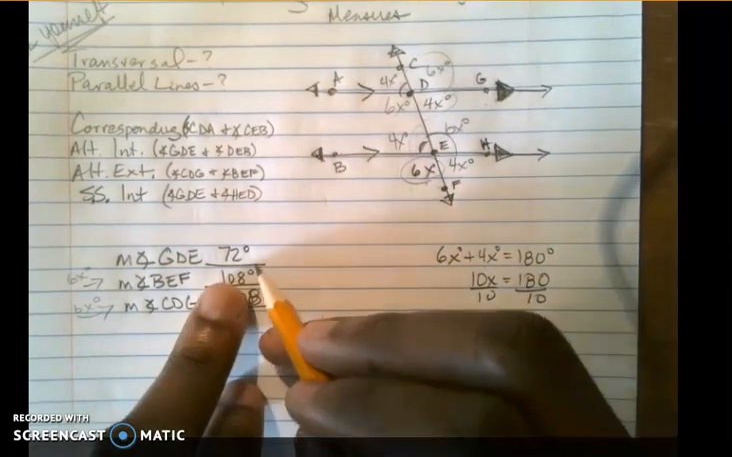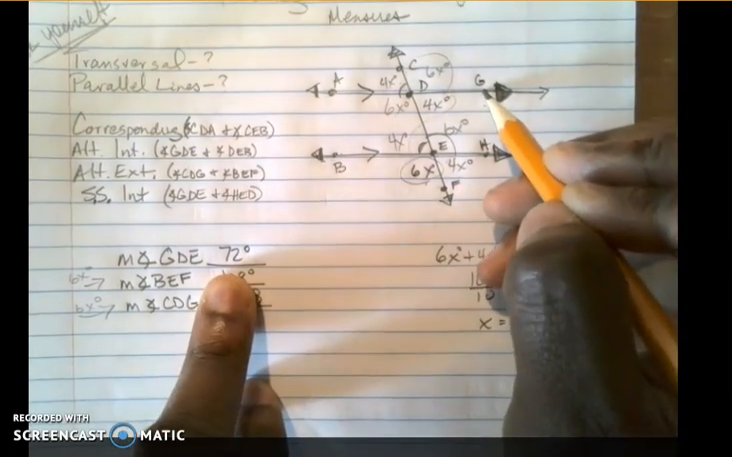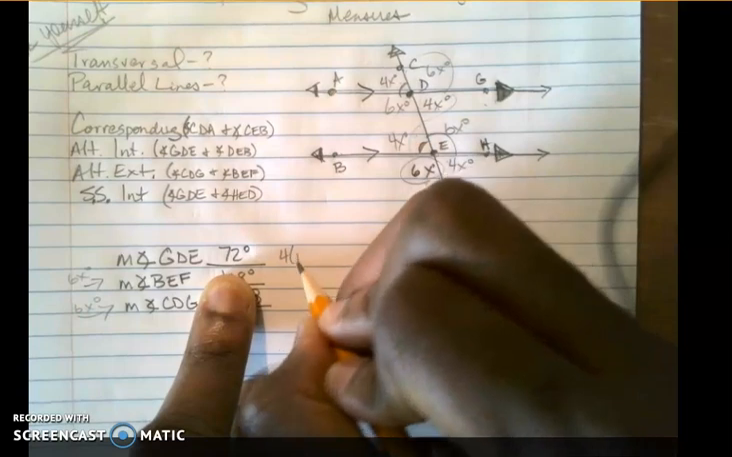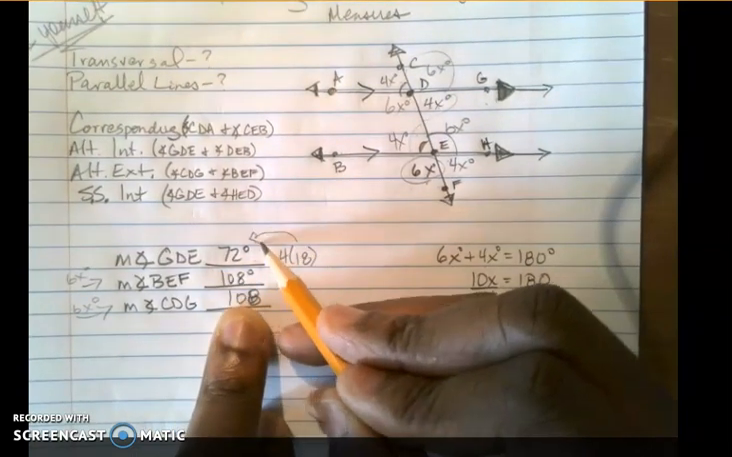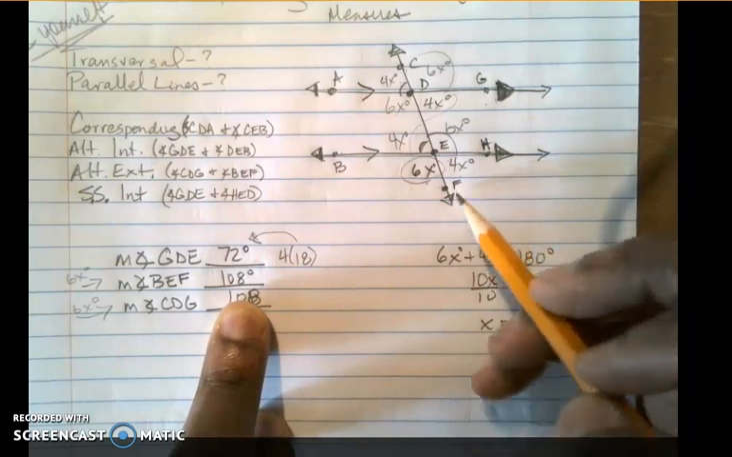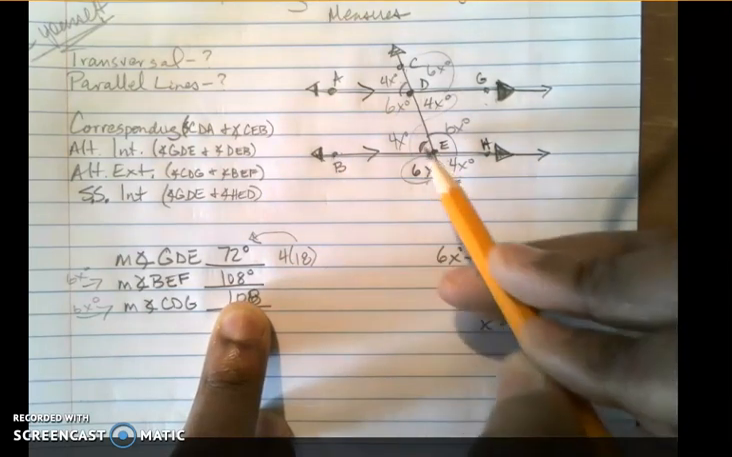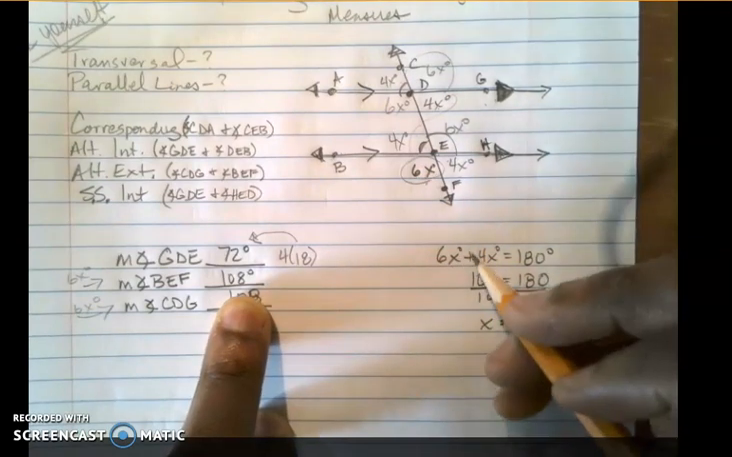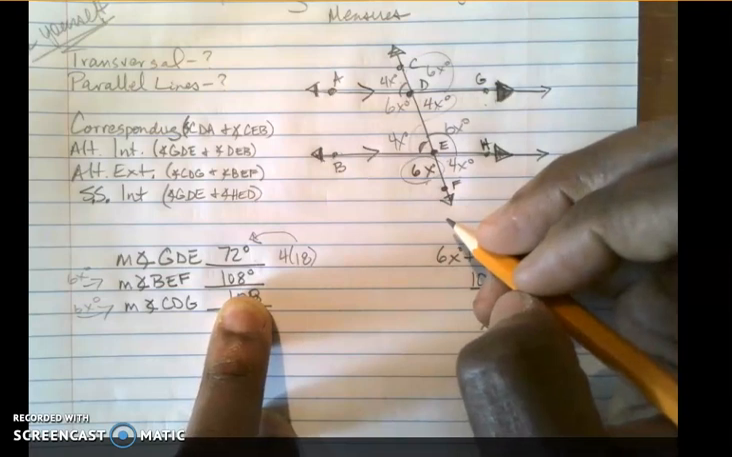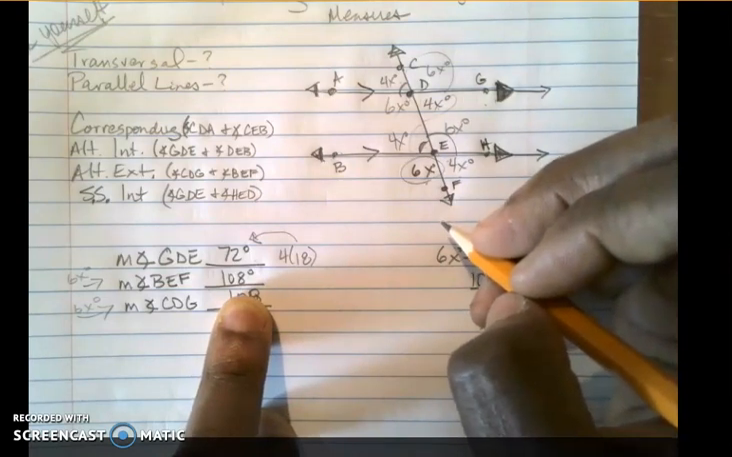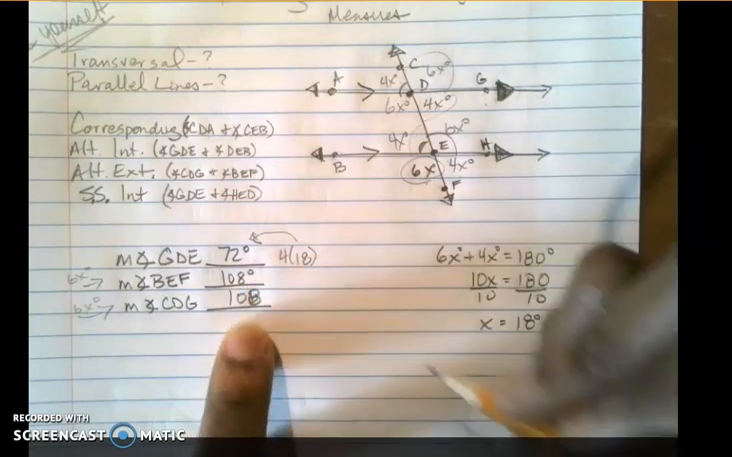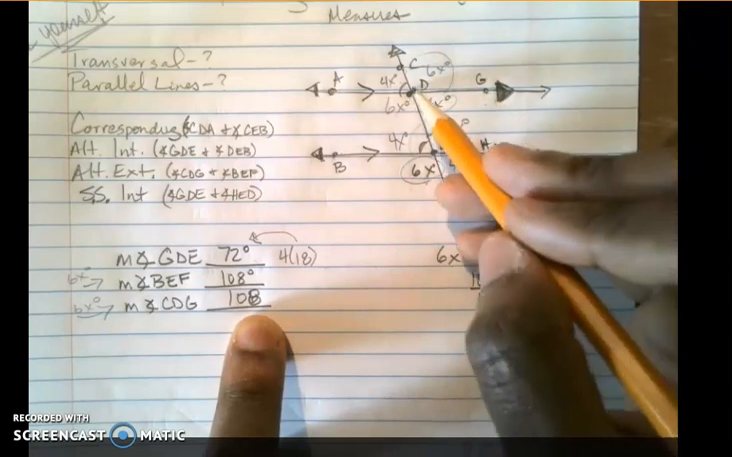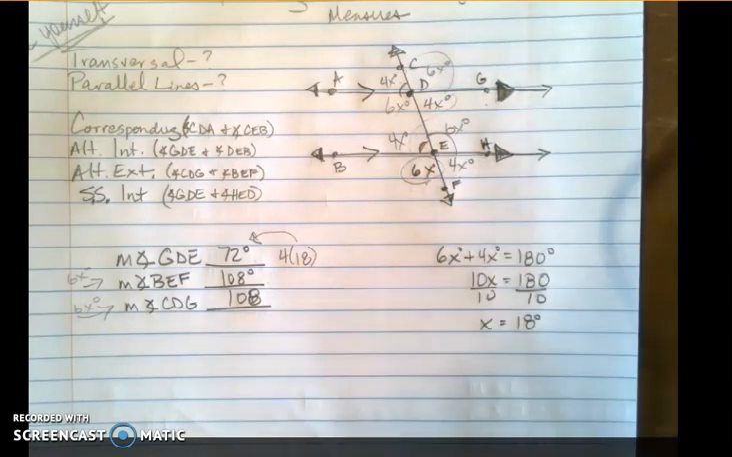I'm then going to plug in for angle GDE. If 4x degrees, I will multiply 4 times 18, giving me 72 degrees. Angle BEF, 4x plus 6x is going to be 180 degrees. Using what I know about supplementary angles, if 4x degrees is 72 degrees, 180 minus 72 is going to give me 108. I know that CDG, also being 6x degrees, is also going to be 108.